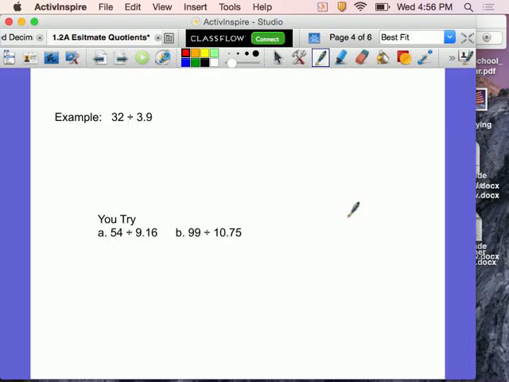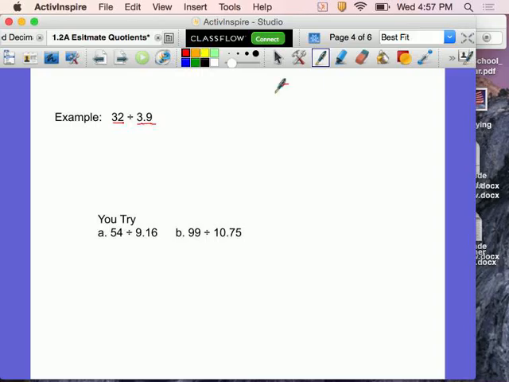One more example here. We've got 32 divided by 3 9/10. So now we have to look at 32, and that's my whole number, and I have a decimal here. So we have to decide, do we want to change them both, or do we leave 32 and change 3 9/10? So let's think about 32. What does 32 break down into?